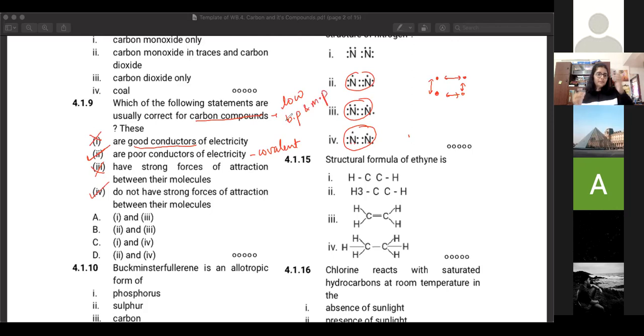That's why a lot of your methane, ethane, butane, all of these are gases. And if you take something with a high molecular mass, like oil, it's still liquid at room temperature. Ghee, if it goes below 20 degrees in winter, becomes solid. So you can see they all have low melting and boiling points.